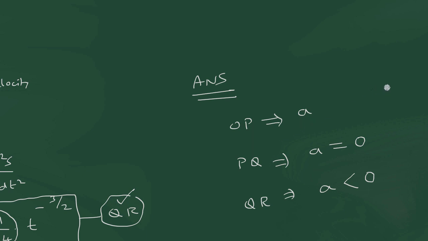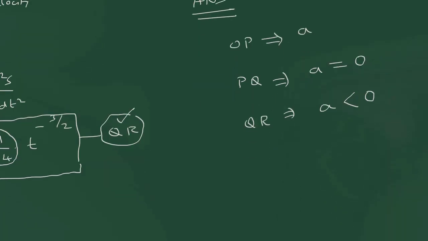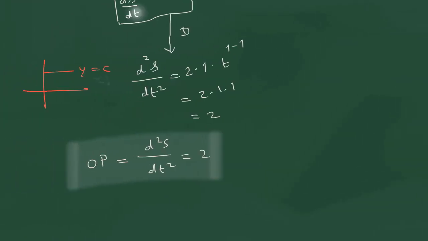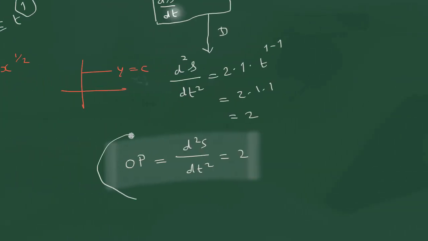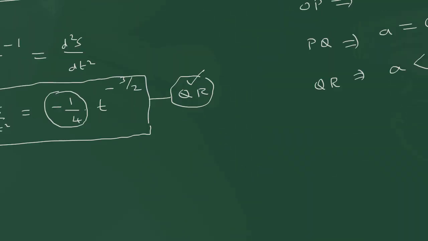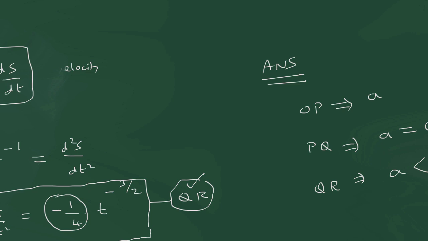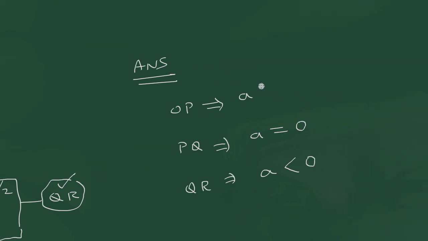And what about OP? OP, where is it? You come down. Somewhere we have done it. And the region OP, here it is. So there, in the region OP, you got the answer 2. Remember that 2 is greater than 0. So therefore, in the region OP, the acceleration is greater than 0. So write down that the acceleration is greater than 0. That's all. So this is the answer.